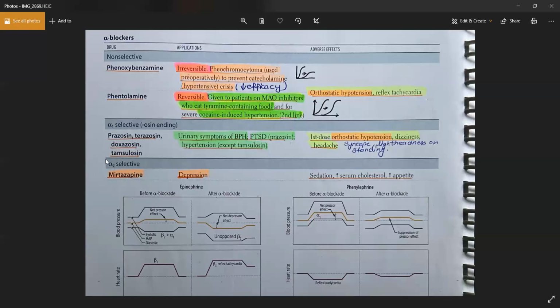Then comes the alpha-2 selective blocker, and one of them is mirtazapine. Very much important to know. You will use mirtazapine in the treatment of depression. Very important. You will use mirtazapine in the treatment of depression.